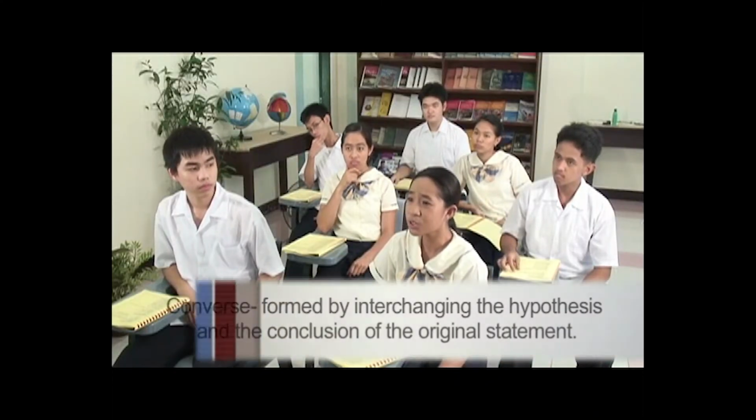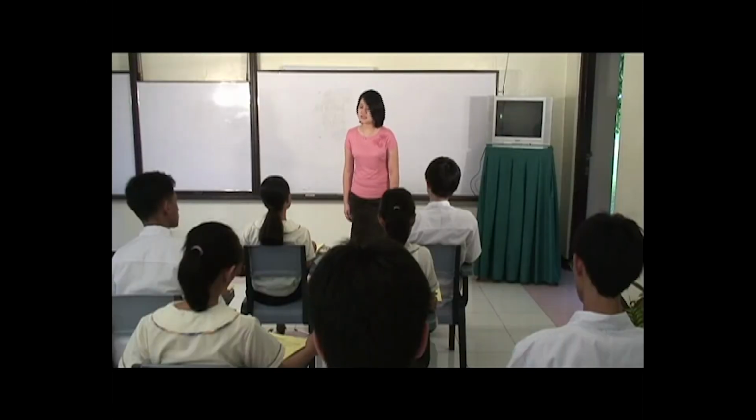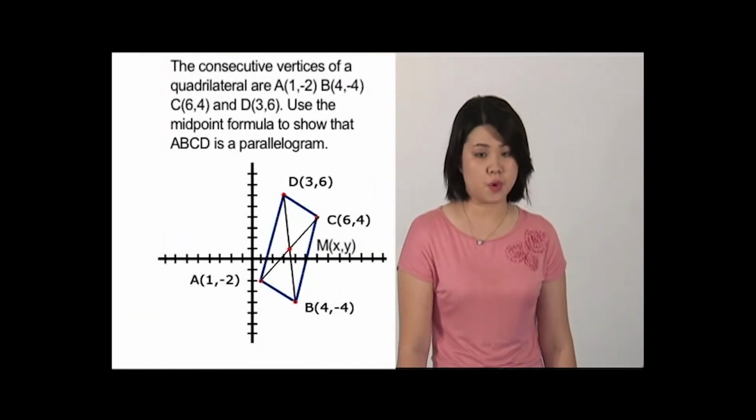Converse? Is that what you get when you interchange the hypothesis and the conclusion of a statement? Yes, that's correct. You can give the converse of this theorem. Let's see. If the diagonals of a quadrilateral bisect each other, then the quadrilateral is a parallelogram. We will use this property to solve the next problem.